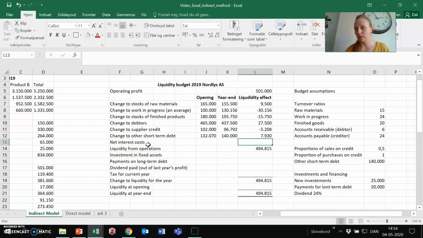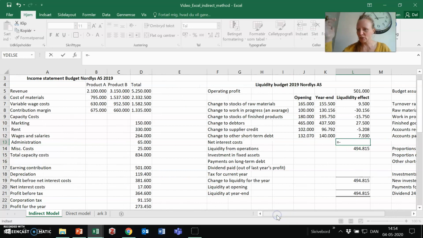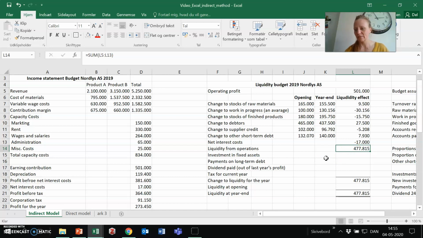All right. So following the template, now we need to take a look at net interest costs, and we find that number in the income statement as well. So I put a little minus in front because over here in my income statement, my numbers are just listed numerically. So let me take a look at my income statement. Net interest cost here is 17,000. So that is 17,000 that I subtract. So the liquidity effect from operations would be 477,815.